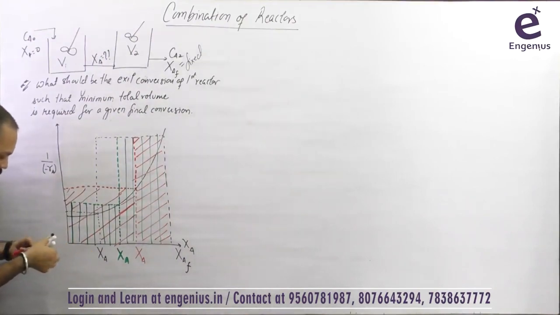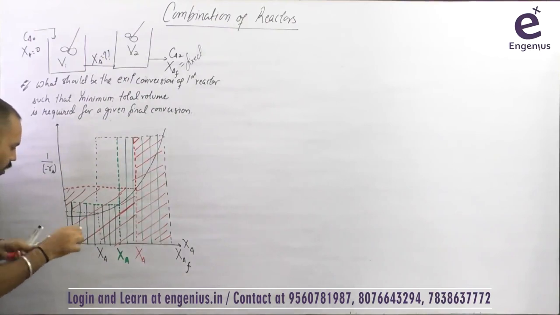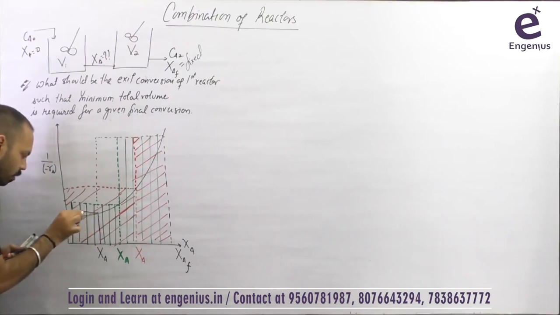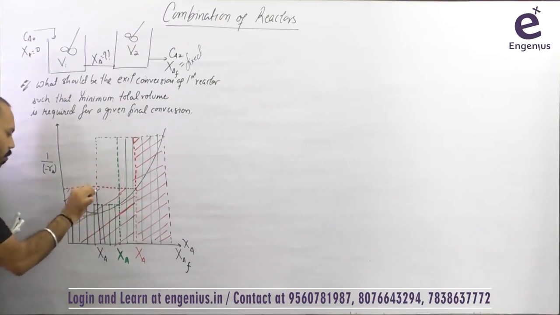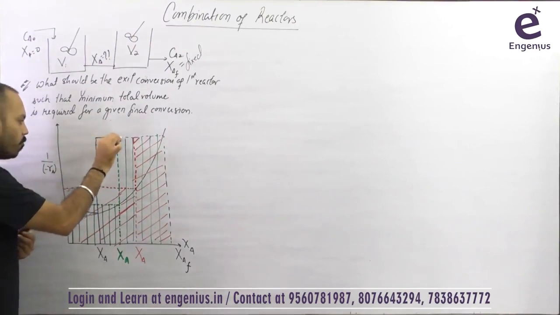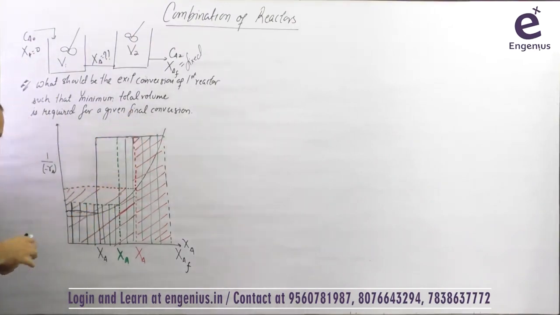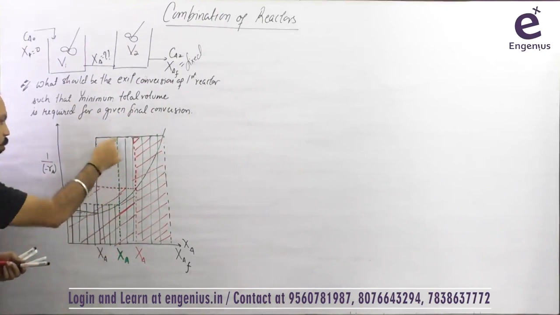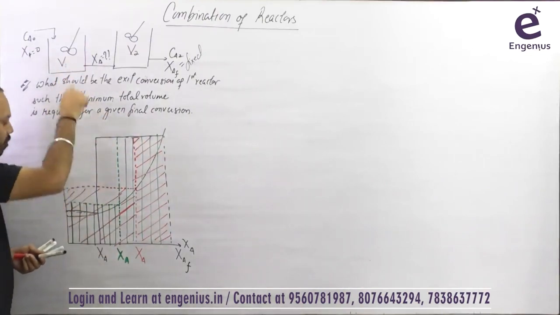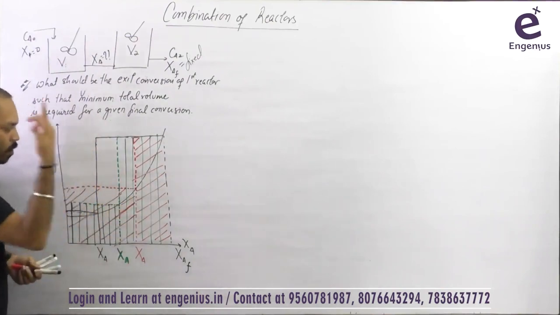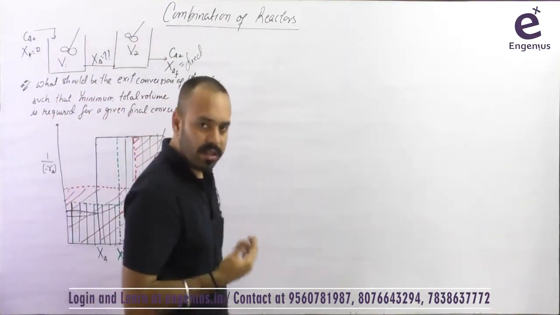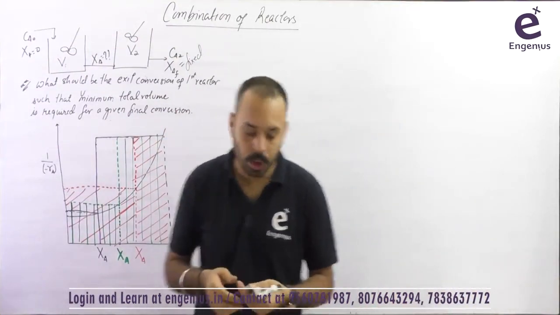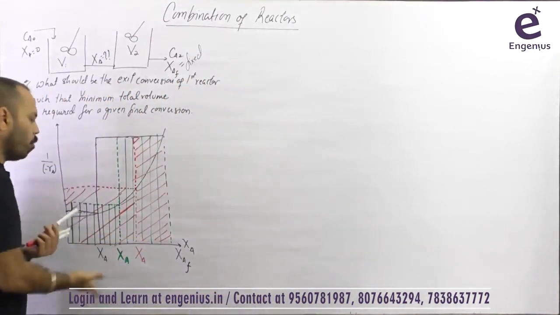If conversion of, now I'm not going to shade with a black color, don't worry. So if conversion of the first reactor is at this point, then this is the required total volume. Fine. If conversion of the reactor is at the green point, then this is the required total volume. If the exit conversion of the first reactor is at the red point, then this is the required total volume. So according to the exit conversion of the first reactor, the total volume V1 plus V2 is going to change. Now I want to minimize it. So where should this point be?